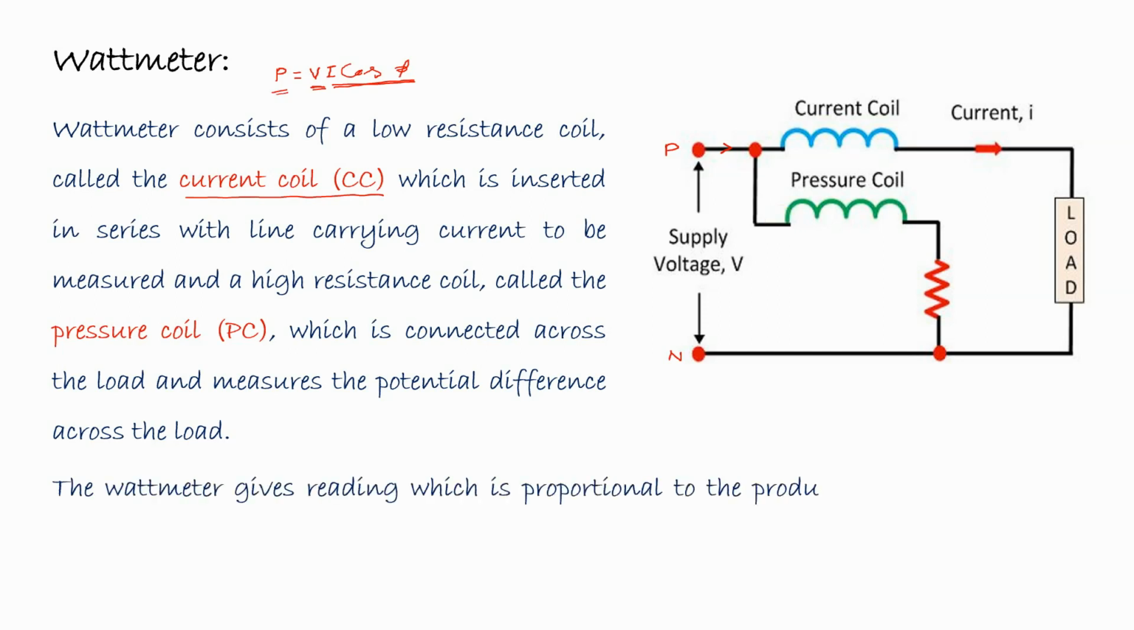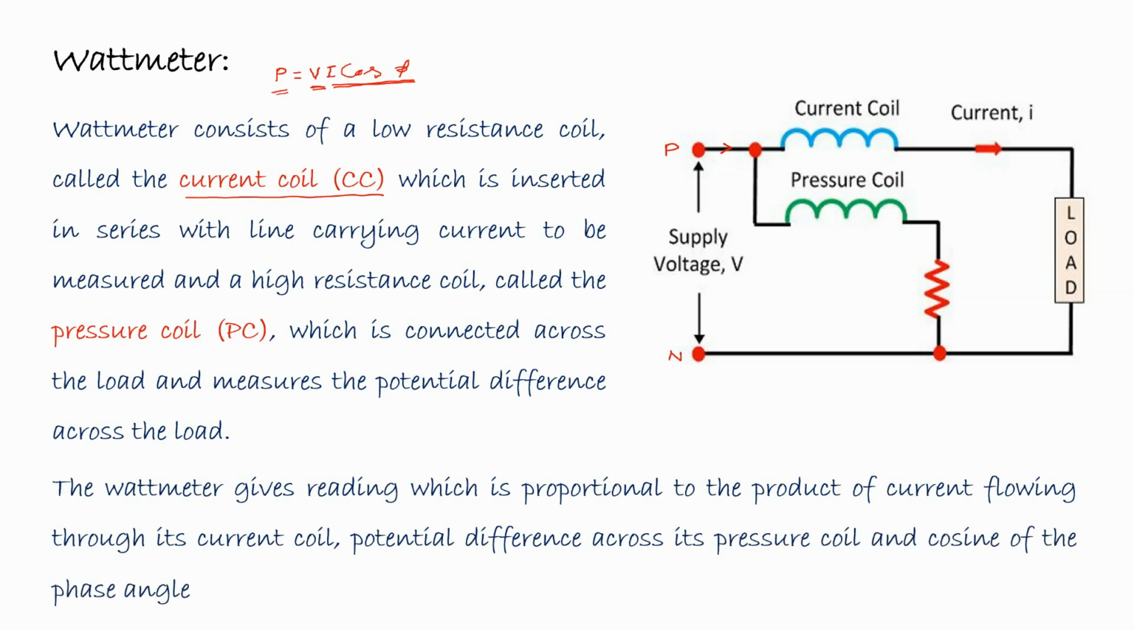The wattmeter gives a reading which is proportional to the product of the current flowing through its current coil, as I have already mentioned. The current that flows from the phase line is the same current that flows through the current coil. So the reading of the wattmeter is proportional to the product of the current through the current coil, the potential difference across its pressure coil, and the cosine of the phase angle between this voltage and current. So this is the concept of power measurement in a single phase AC circuit.